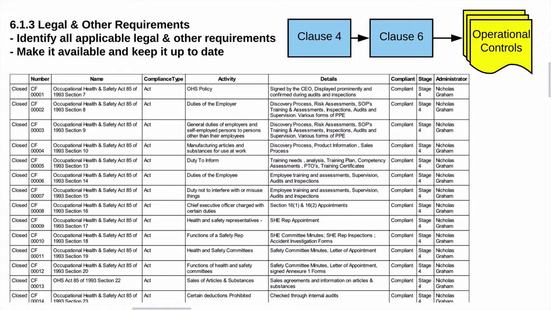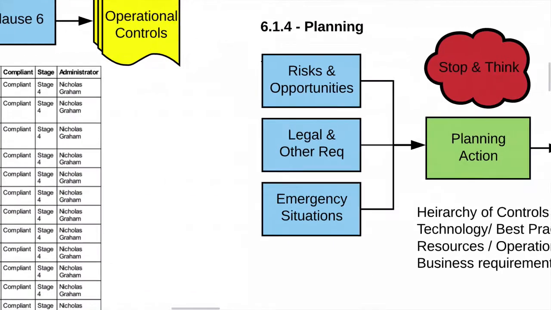So here we've put a brief example of a legal register in place, which is what a lot of organizations utilize to demonstrate that they have identified all applicable legal and other requirements. The big ideas here are what you've identified in Clause 4 is pulled through into Clause 6. And obviously you're going to use this information that you've identified from legal and other requirements to help you define your operational controls. Because in many cases, the legislation may define what hierarchy of controls you are required to apply.